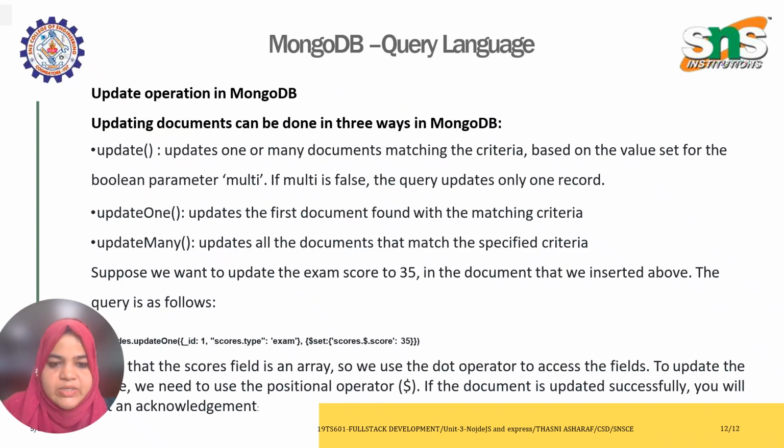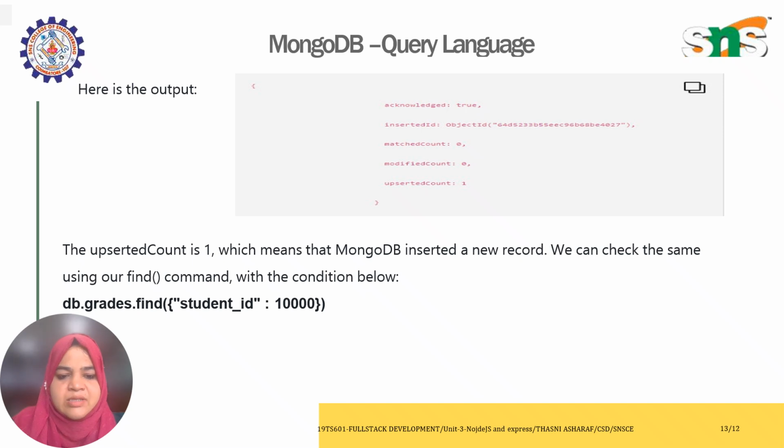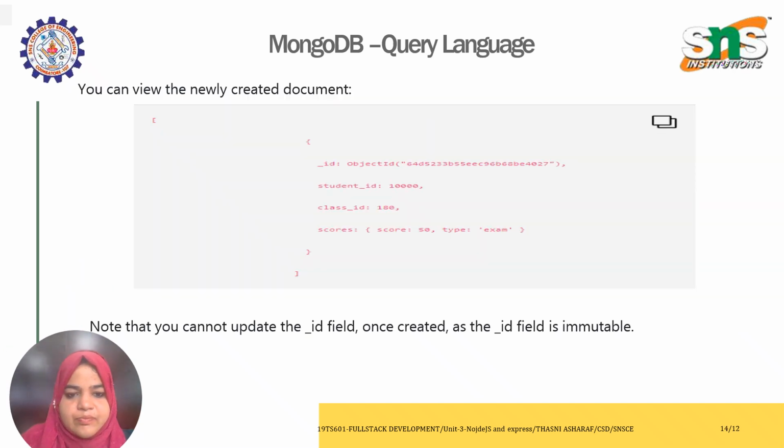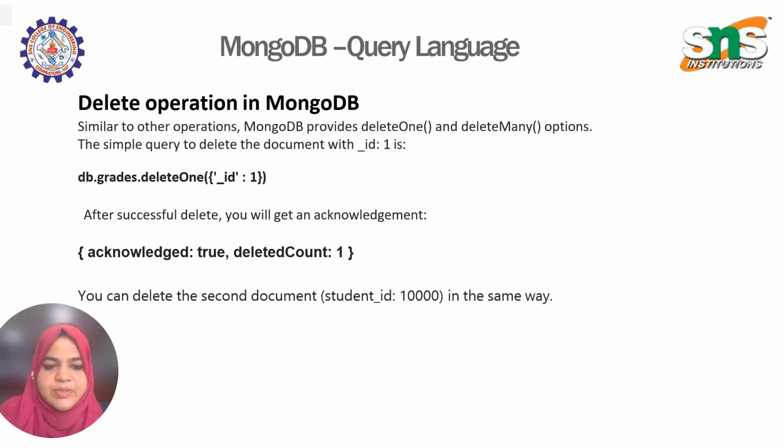Next one is the update operation. If you want to update one or many documents matching the criteria based on the value set, you can use multi; if false, the query updates only one record. There are updateOne and updateMany. updateOne updates the first document found with the matching criteria. updateMany updates all the documents that match the specified criteria. Here is one sample output for this. Next, the delete operation. Delete operation is nothing but deleteOne, the same as what we have seen, for deleting the document with ID. So we can use deleteOne or deleteMany operations.